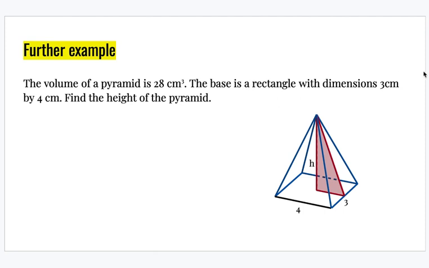Let us look at a further example. In this case here, we need to find the height of the pyramid. For this kind of sum, we always begin with the formula for the pyramid, with the values substituted in. What we are given is the volume, and we know the volume is 1/3 base area times the height equals 28. This is how we begin with the formula. It works out to be h is 7 cm.